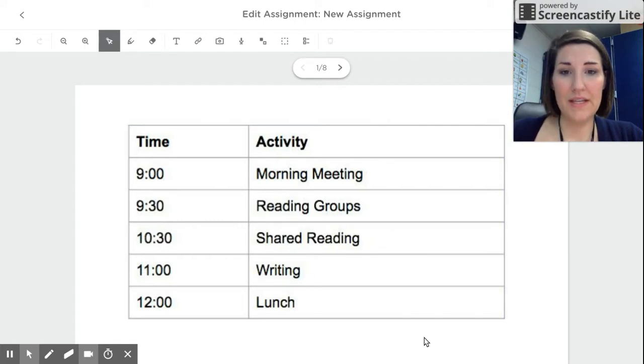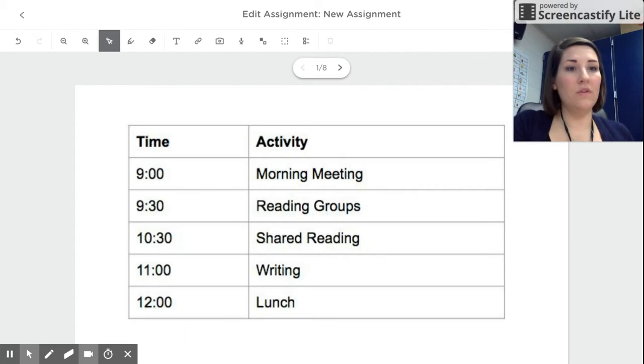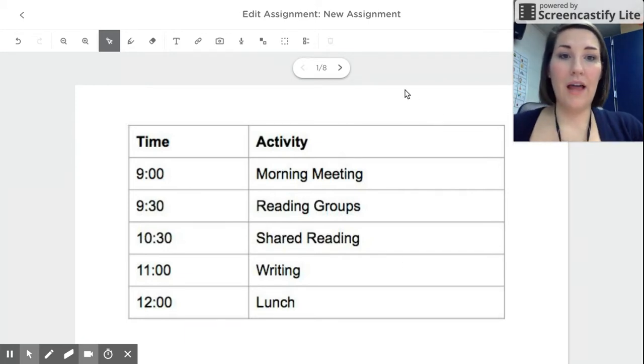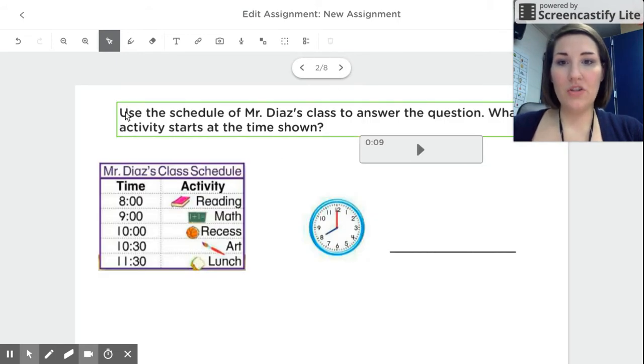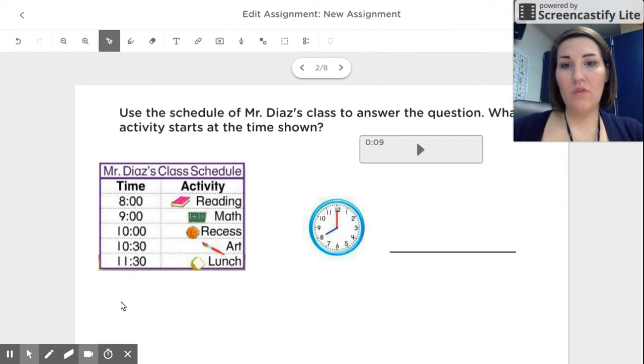So as you are working today, you have your choice of doing your packet, which looks like this, or you have your class kick. And so either way, there's going to be similar problems in there. I want to go over a couple of things in there just so that you know what to expect. So you'll have a question at the top. You're going to use the schedule that's over at the side. So it's not our schedule, it's a different schedule.